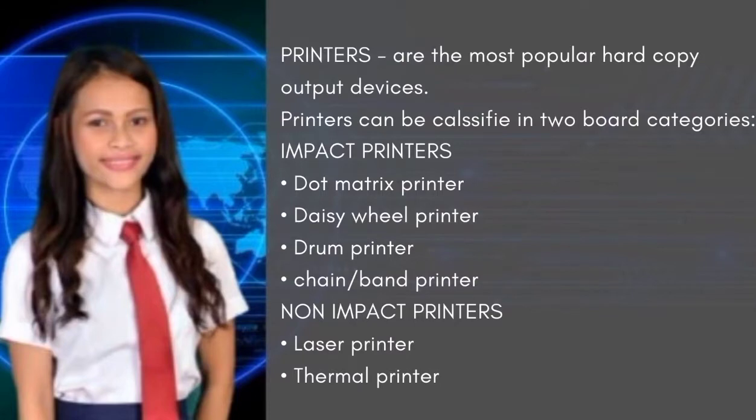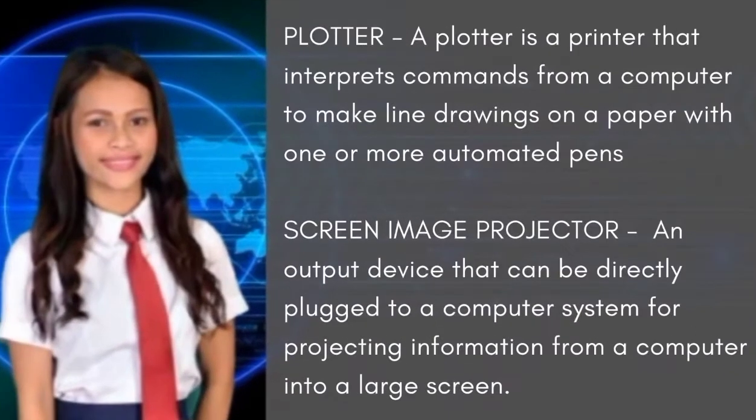Printers can be classified in two broad categories: impact printers, such as dot matrix printer, daisy wheel printer, drum printer, chain or band printer; and non-impact printers, such as laser printer or thermal printer. Plotter. A plotter is a printer that interprets commands from a computer to make line drawings on paper with one or more automated pens.